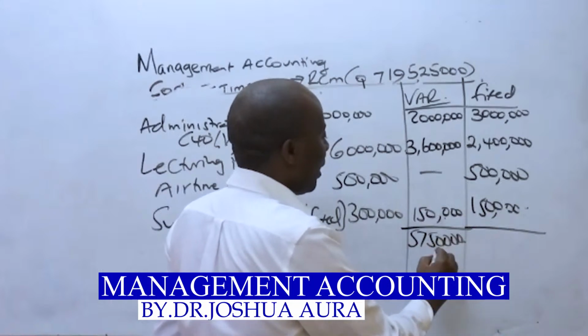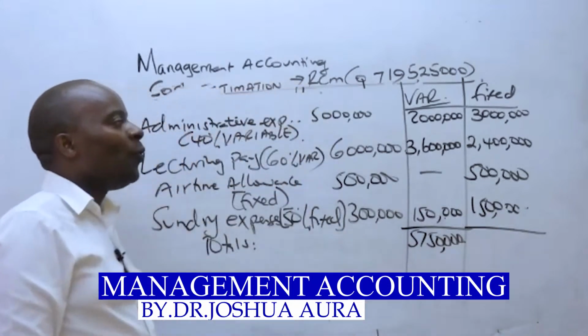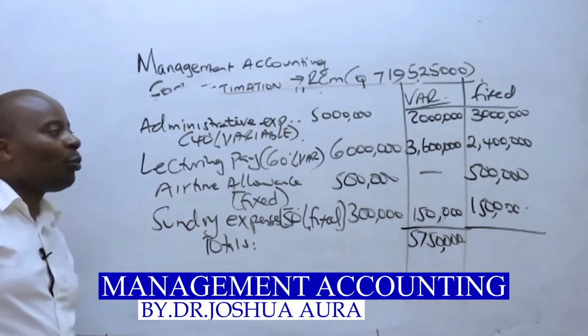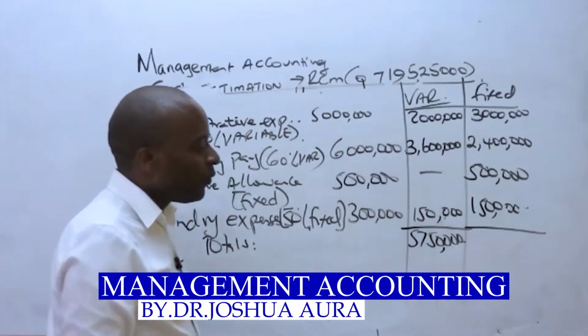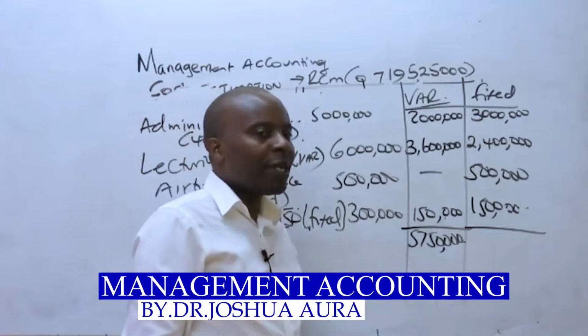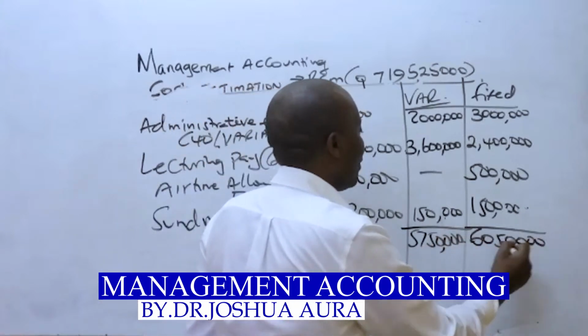How about the total for fixed: 3 million plus 2.4 million plus 500,000 plus 150,000? What would be 6,050,000? Thank you very much.